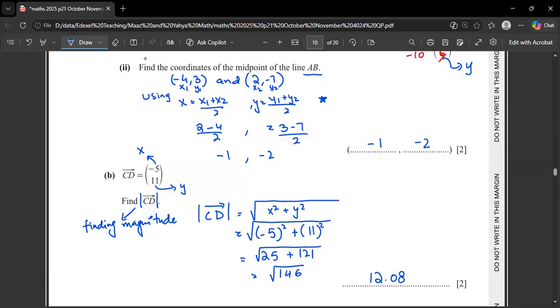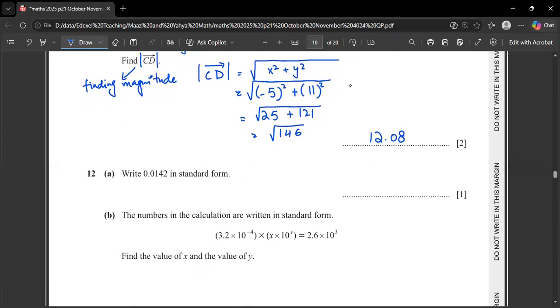All right. Now here we have another question, 0.0142 in the standard form. So standard form means that before the point we should have a non-zero digit, okay? So we're going to shift this point to the right hand side to make it standard form.